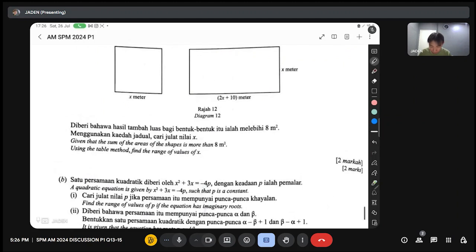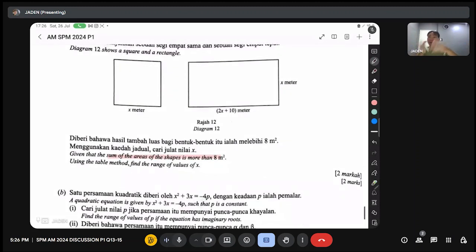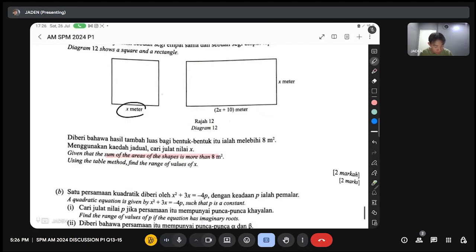Okay. So it says the sum of the areas of the shape is more than 8 meters square. That means I have to create an equation of the square and the rectangle. Make sure I add them both and write an equation more than 8 meters square. So this is x, this is also x. That means x times x is x squared, plus the length times width, which is area, so (2x plus 10) times x. They say the sum of these two shape areas is more than 8, so more than 8 means greater than 8, and that is how you start your question.